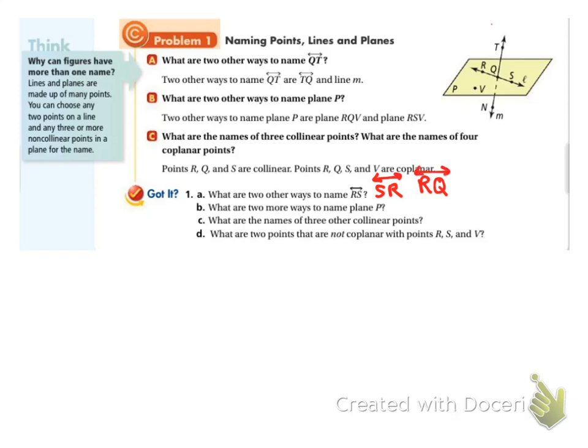Okay. 2 more ways to name the plane P. We just switch some of the letters up from above. Q, V, R. We could also name it V, S, Q.